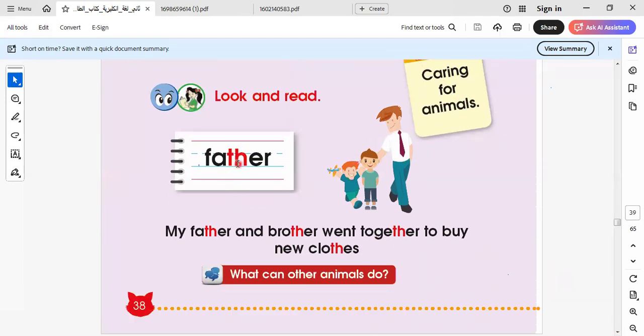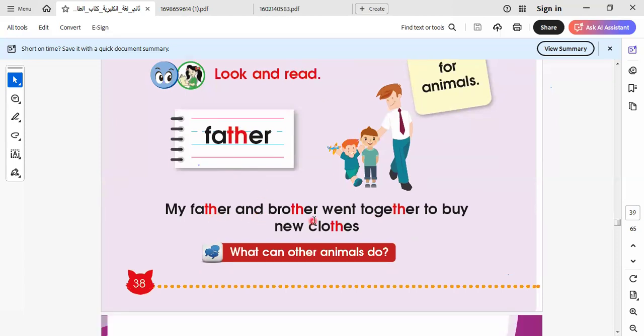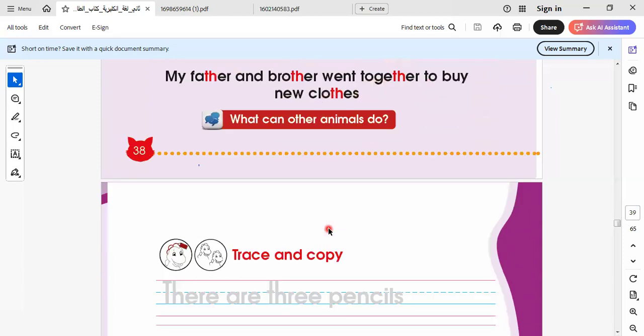Here is father. This is the pronunciation of th. My father and my brother went together to buy new clothes. This is the sentence. We have a pronounced th. My father and brother went together to buy new clothes.